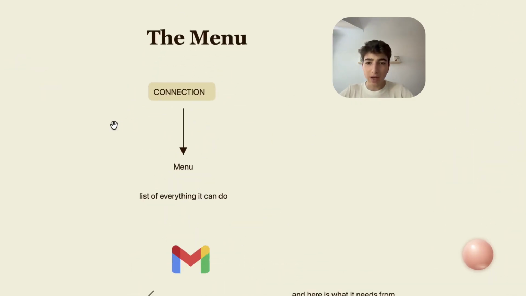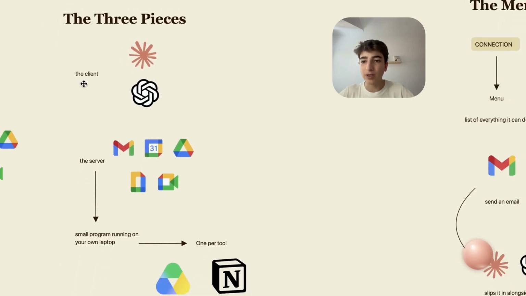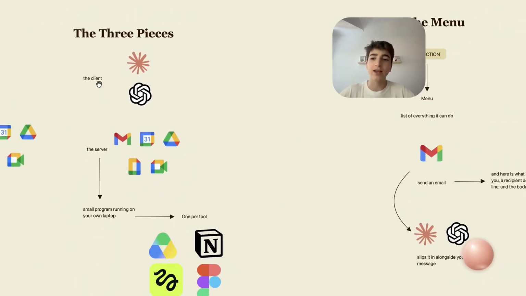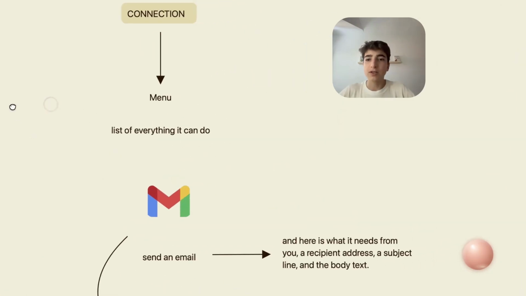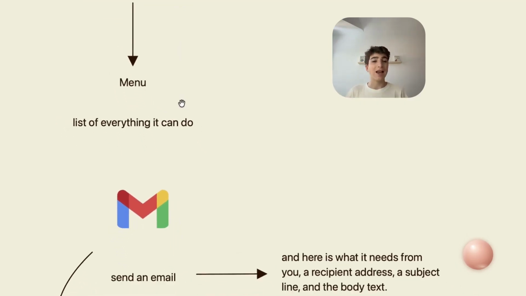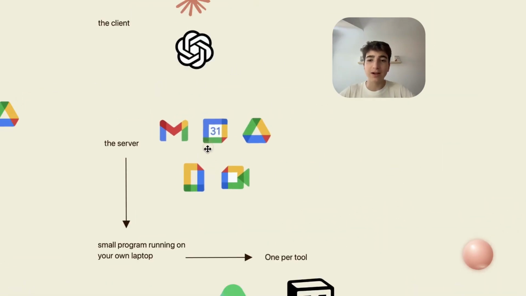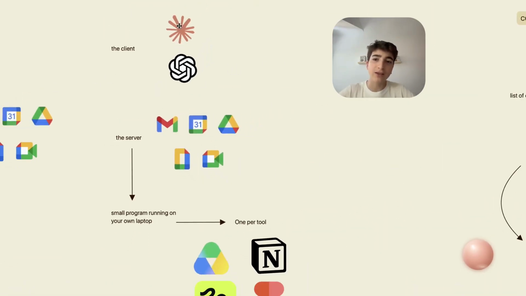Then we have the menu. Now you have connected the client with the server, so what happens? When your app connects to one of those little programs on your laptop, the first thing that happens is the connector sends over a menu. Like a restaurant, let's put it that way. It sends over a menu, a list of everything it can do. So the server sends a menu to the client, to ChatGPT or Claude, of what it can do.